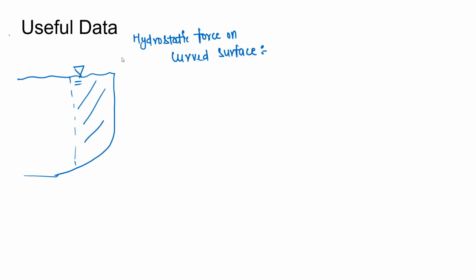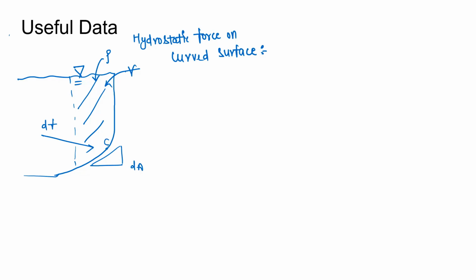Coming to the useful data, to analyze hydrostatic forces on curved surface, we can take the example of this figure here. Let's say there is a water of density rho and the volume of water is P. Due to the presence of water, some hydrostatic force dF is acting at some point. We can't analyze the whole area, so we have taken an elemental area dA here.